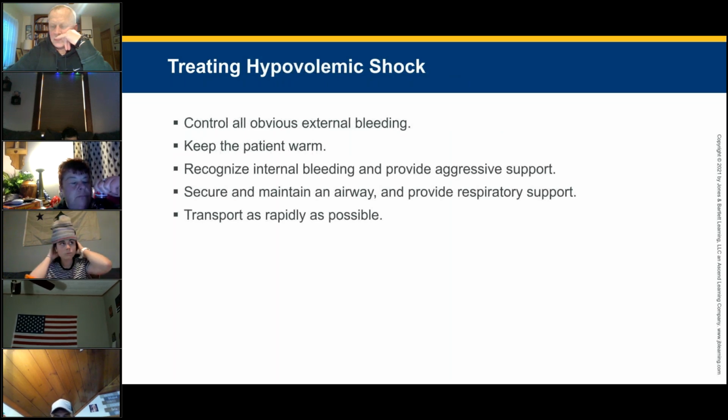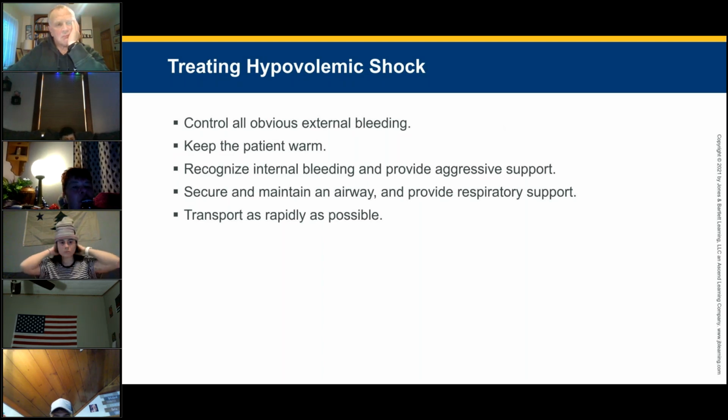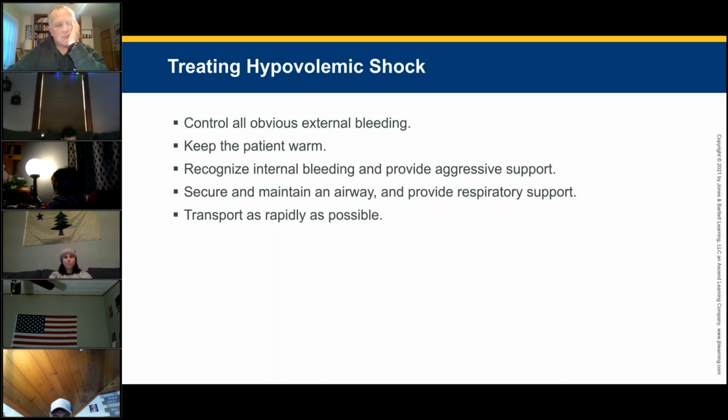Treating hypovolemic shock. Control all the obvious external bleeding. The best initial method to control external bleeding is direct pressure. If it's not controlled with direct pressure, move on to a tourniquet. Handle the patient gently and keep them warm.